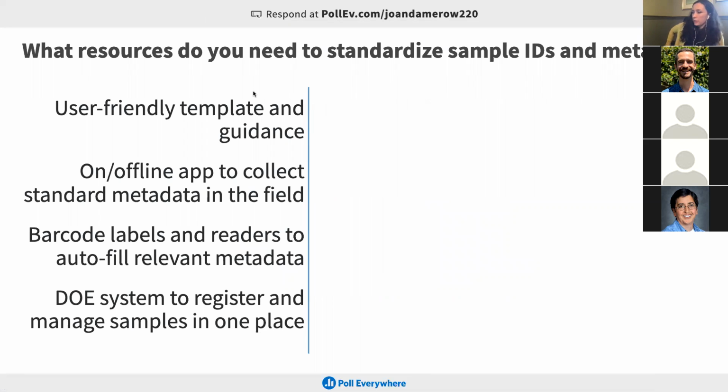Okay, this one's a little bit slightly trickier. I just wanted you to rank what resources you might need to standardize sample IDs and metadata in order of importance to you. And you can do that by either arrows near the specific choices.